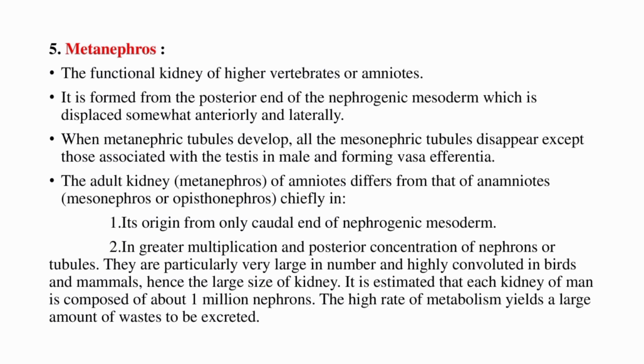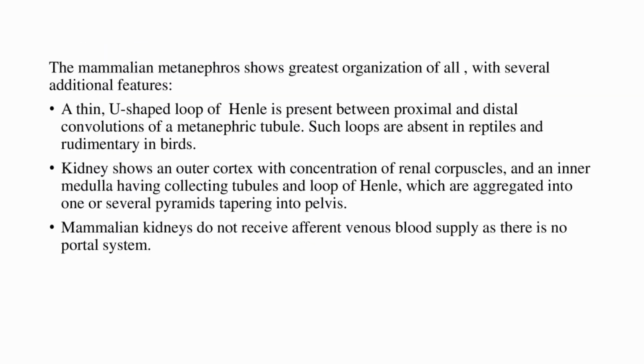nephrogenic mesoderm. Second, in greater multiplication and a posterior concentration of nephrons or tubules. They are particularly very large in number and highly convoluted in birds and mammals, hence the large size of the kidney. It is estimated that each kidney of man is composed of about 1 million nephrons. The high rate of metabolism yields a large amount of waste to be excreted.